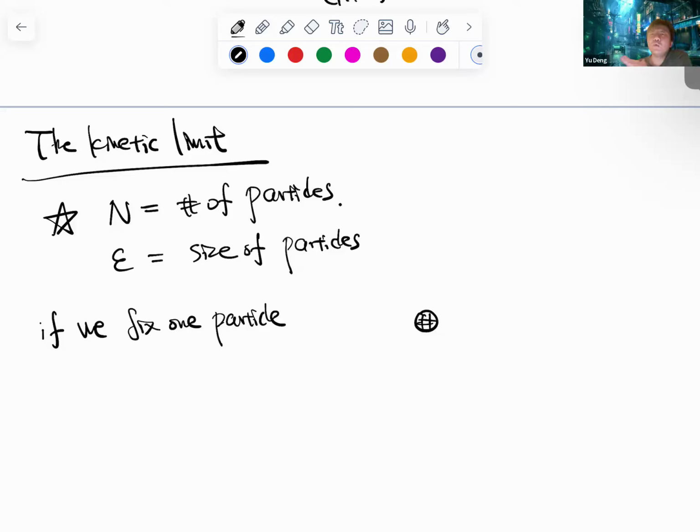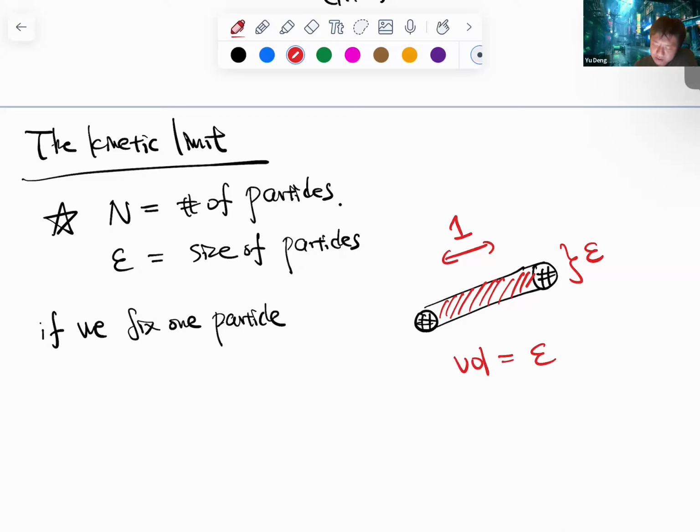And let's say this particle is moving at velocity 1. If we go through time 1, then it is going to cover a domain in space. This domain will have a size 1 in the direction where this particle is moving, and it will have size epsilon in all other directions because this particle itself has size epsilon. Then the volume of the domain is epsilon to the d minus 1, where d is the dimension.